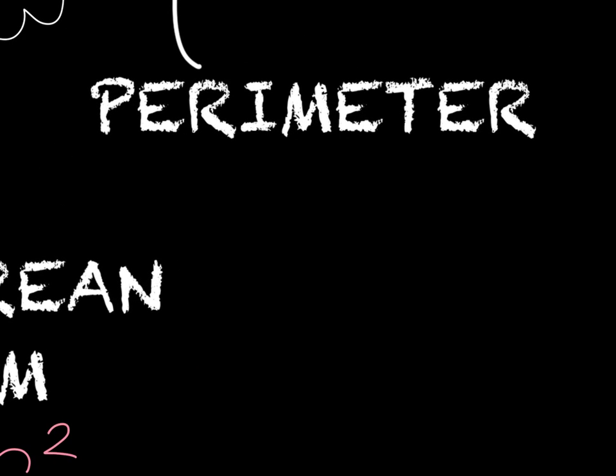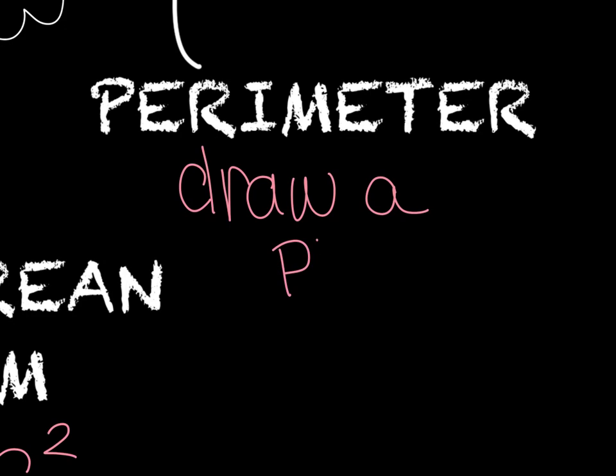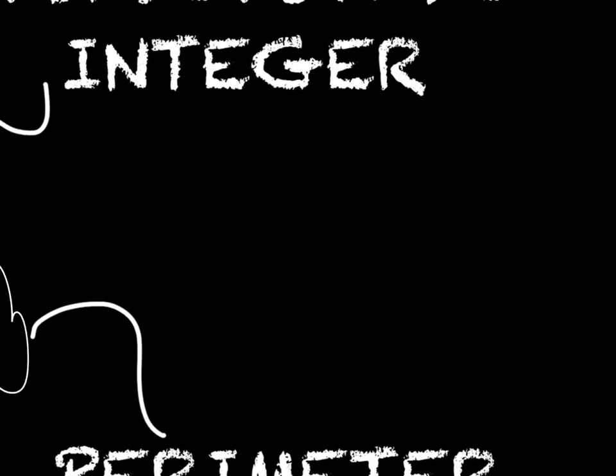Perimeter word problems. Draw a picture. Remember, one of the side lengths should always be x, so that can help you find the other 2 missing side lengths, or 3, or however many, depending on the shape.